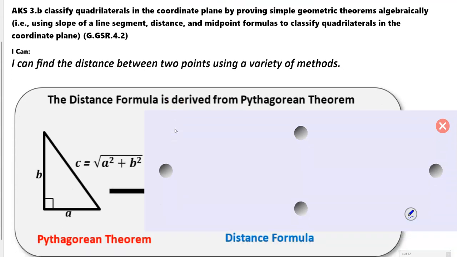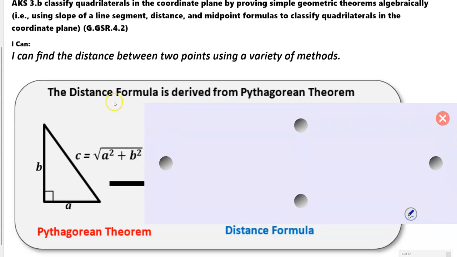The distance formula is derived from Pythagorean's theorem. Pythagorean's theorem is a squared plus b squared equals c squared, where b is a leg and a is a leg, and where c, which is opposite the 90 degrees, is the hypotenuse. That's our hypotenuse.